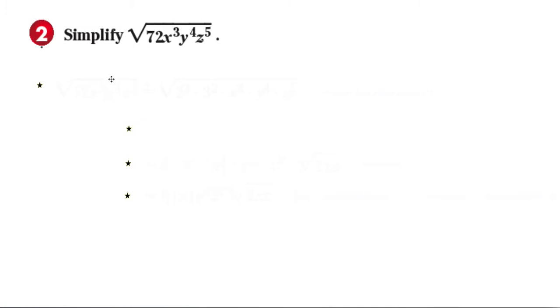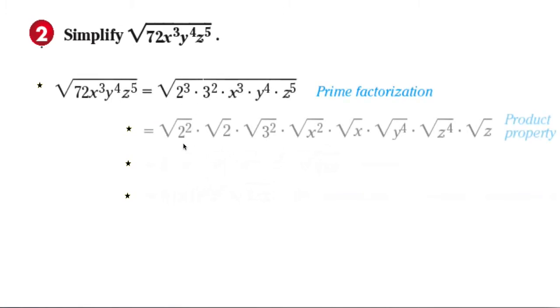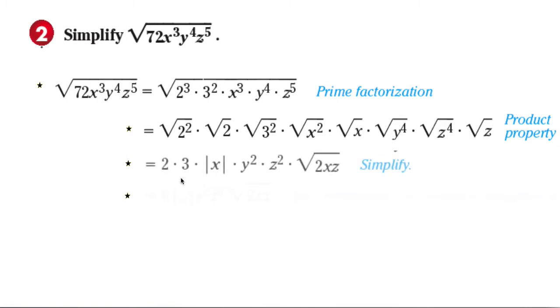Okay, going back again. Copy that down, and you break it down to this. And from there, we use what we learned in the last slide. Radical 2 squared is 2, times 3, which is radical 3 squared, multiplied by radical x, because it's the absolute value of x coming from radical x squared, and you have y squared coming from radical y to the fourth, and z squared coming from z to the fourth. Everything else is not a perfect square, so we leave them inside a radical sign, which is 2, x, and z.